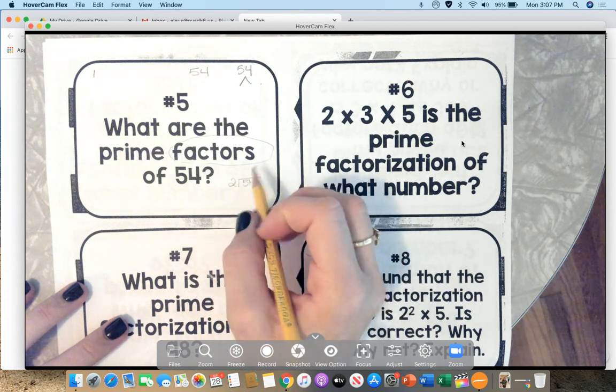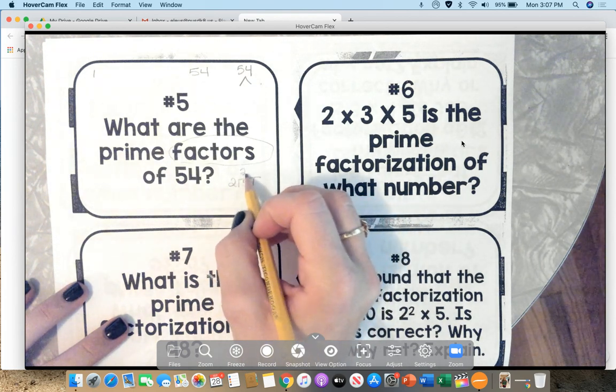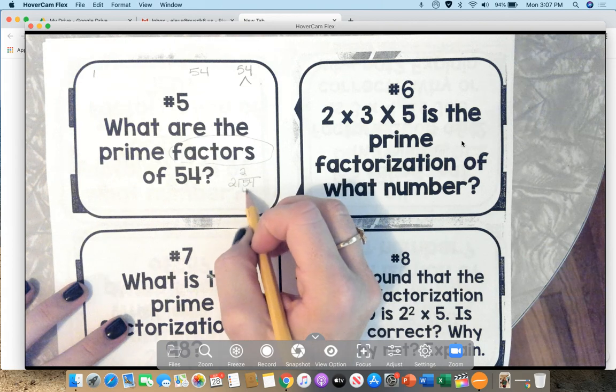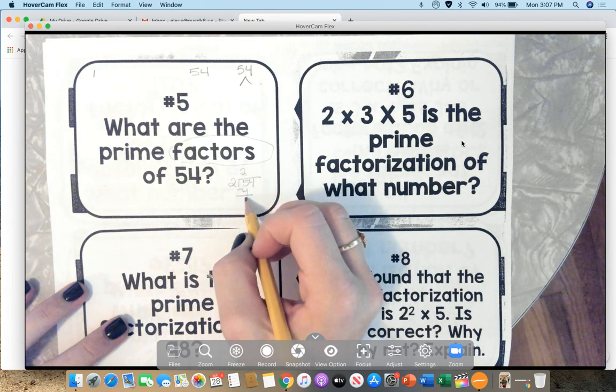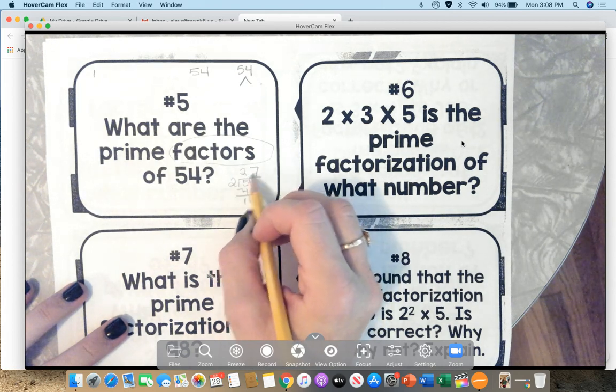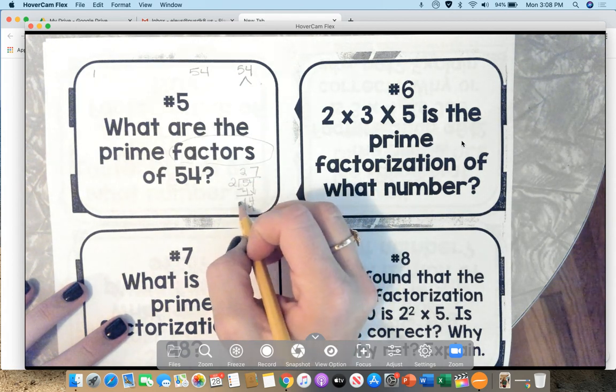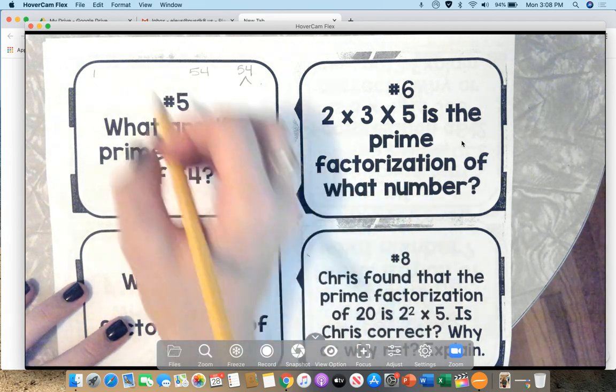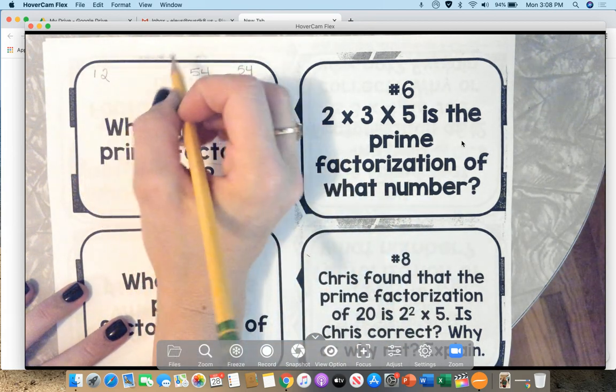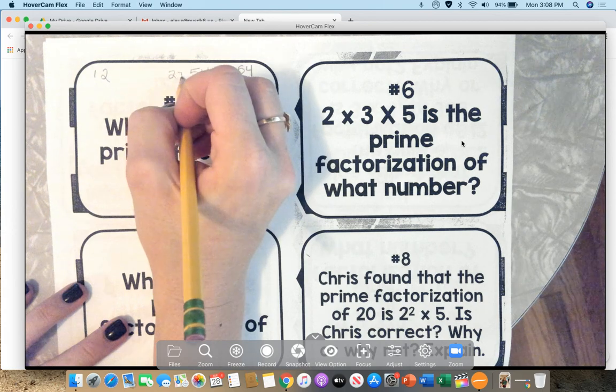2 goes into 5 2 times because 2 times 2 is 4. Then I subtract, 5 minus 4 is 1, and bring down the 4. 2 goes into 14 7 times because 7 times 2 is 14. So I know that 2 and 27 are factors. 2, and I'll put this one up here, 27.